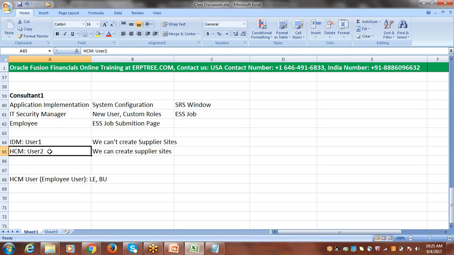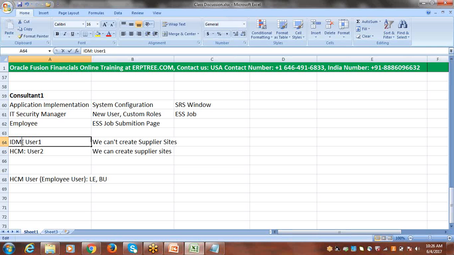Here also in Fusion we have an option to create yourself as a buyer. As and when I create an employee, after that I can assign a role to that employee as a buyer. Then only we can do the purchase order and all those things. The same way in the HCM user also we can do the same. Once we enable this employee, we can create the supplier and supplier sites.